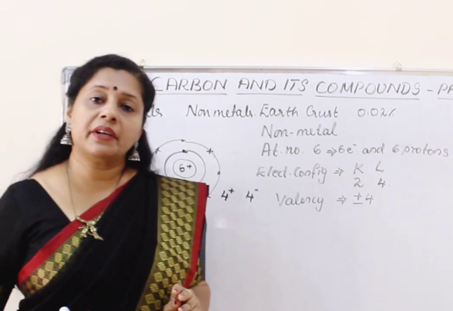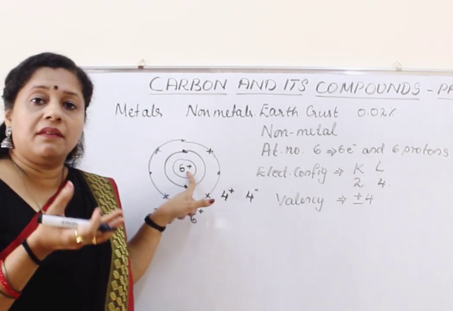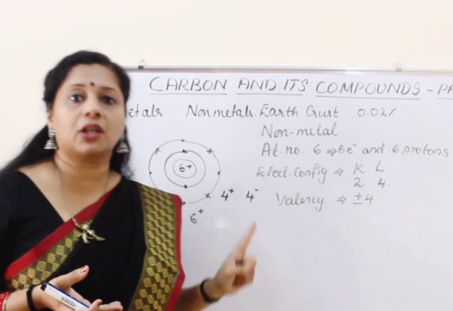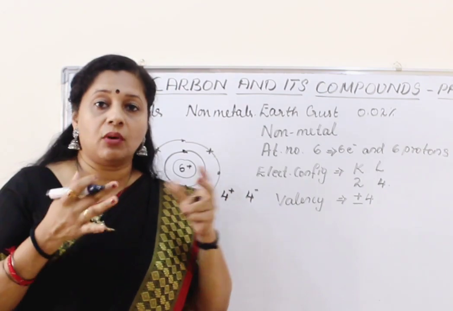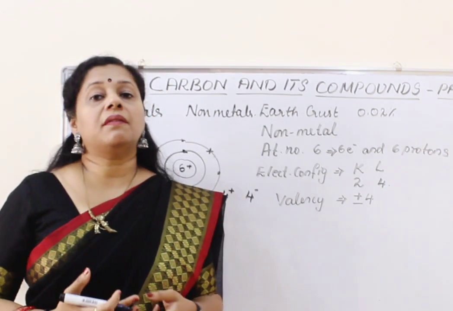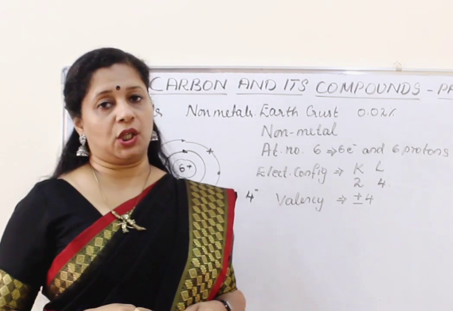Now noble gas configuration is satisfied. But the problem here is it is difficult for the nucleus with the 6 protons to hold on to 10 electrons because there is an imbalance. Only 6 plus in the center but 10 minus are there around it. So it is difficult for the nucleus to hold on to it. So in such a situation, what can carbon do?